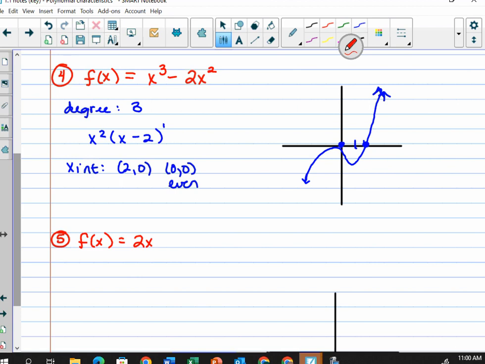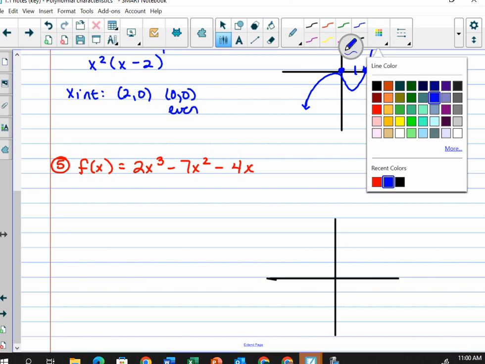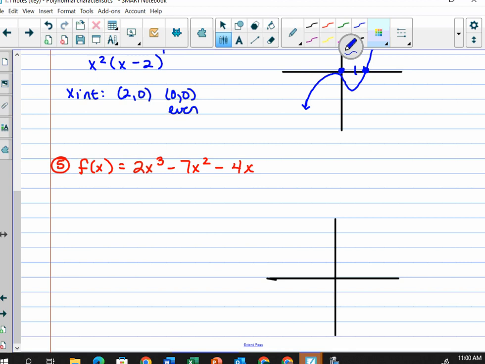So this one, f of x equals 2x cubed minus 7x squared minus 4x. Before you start factoring, because yes, you have to factor on this one, what is the degree? 3. What does that mean for your ends? Yeah, that's right. One up, one down. So I know this much right away. Now try to factor so you can find your x-intercepts.